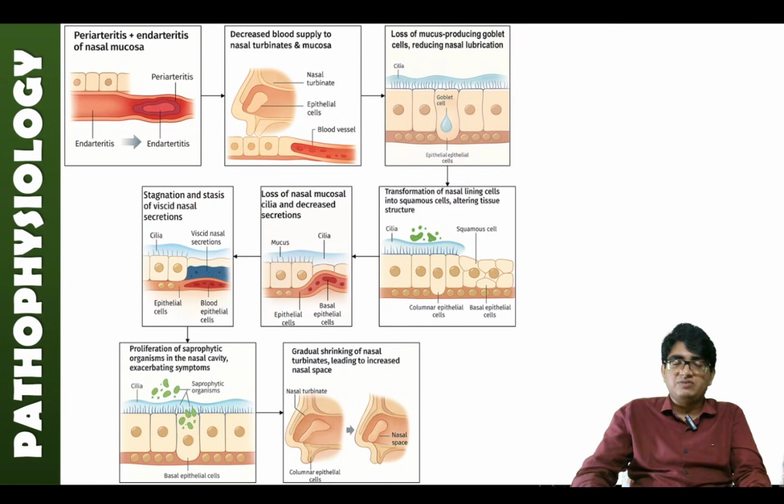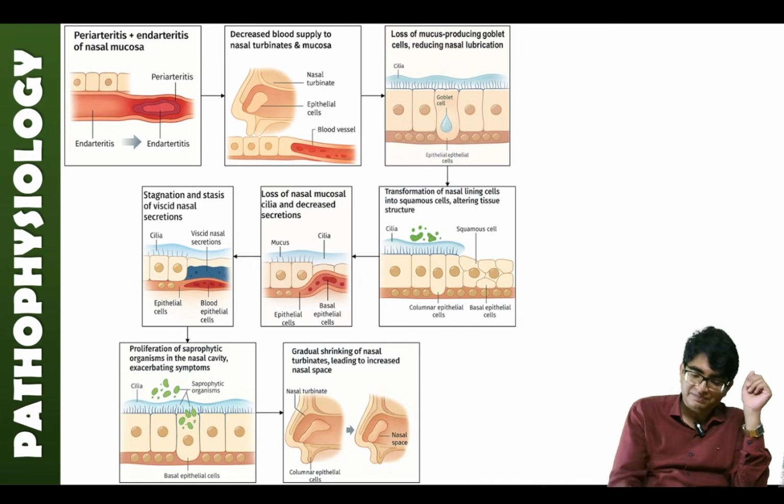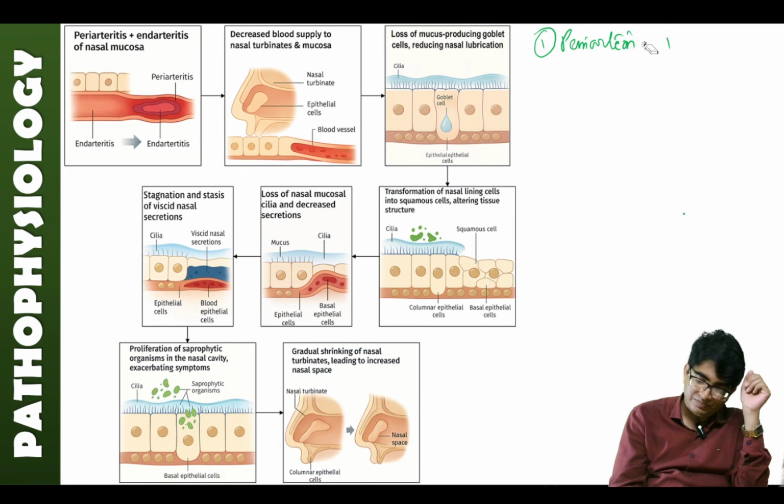Next, coming to the pathophysiology, we have already discussed it, correct? So just to write down the keywords, what are they? First, periarteritis, or rather to say, it is not periarteritis properly, it is periarterial fibrosis and endarteritis, correct?